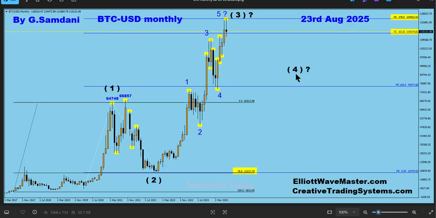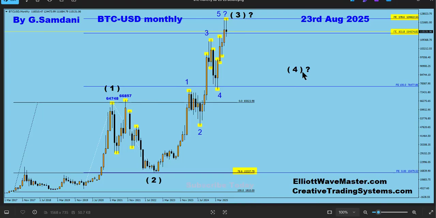Therefore, as long as you are not entering the territory of wave 1, you can count it as wave 4. So it can come all the way down here, somewhere here. Or sometimes it just makes a flat like A, B, C, something like that, around 38% of wave 3, and then goes for wave 5. Sometimes it drops more, right?